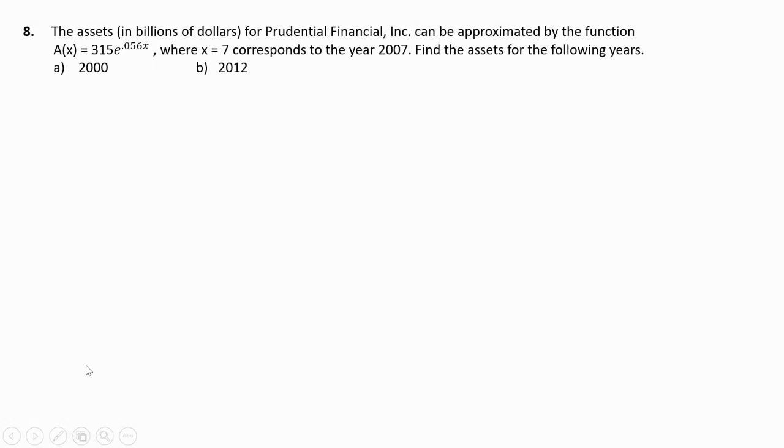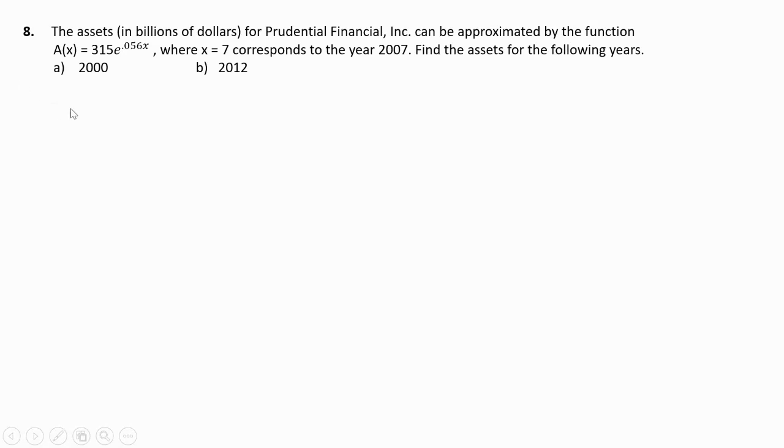Okay, now I'm going to show you number 8. Number 8 is how you apply exponential functions to a real life situation. Number 8 says the assets in billions of dollars for Prudential Financial Incorporation can be approximated by the function A of x equals 315 e to the 0.056x, where x equals 7 corresponds to the year 2007. Find the assets for the following years.